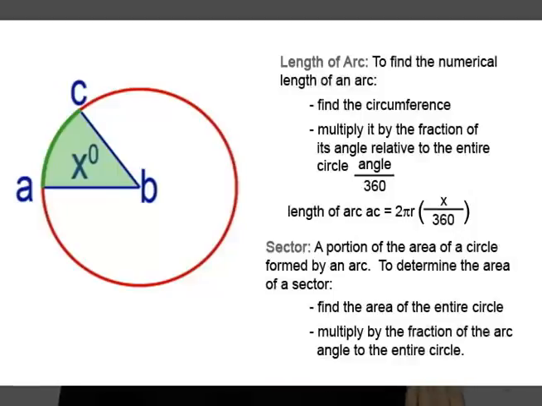So when we were talking about finding the length of the arc, we found the entire circumference and then multiplied it by the percentage of our angle. Now we're talking about the area of our piece of pie, so we want to find the entire area and then simply again multiply it by the fraction of this angle. So the area of sector ABC is equal to the entire area of the circle, pi r squared, multiplied by, again, our fraction of this angle, x divided by the entire angle measure of the circle, 360 degrees.